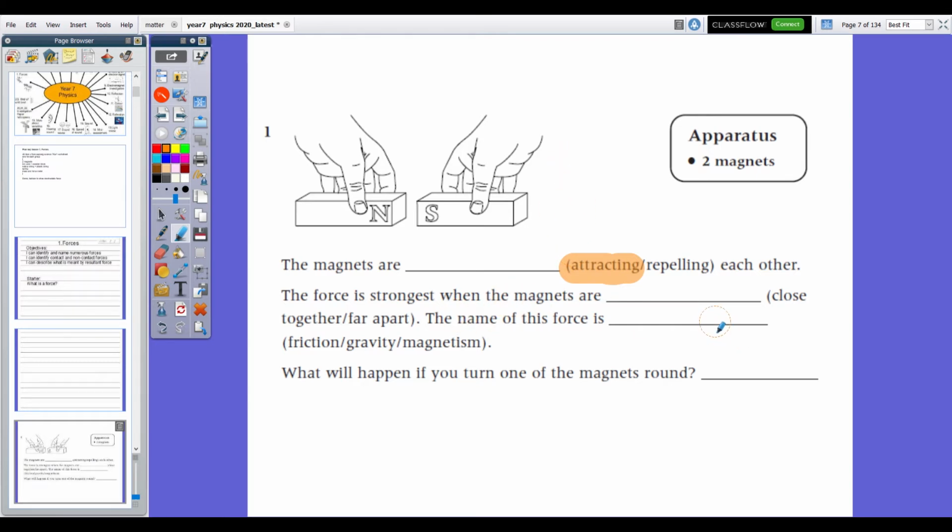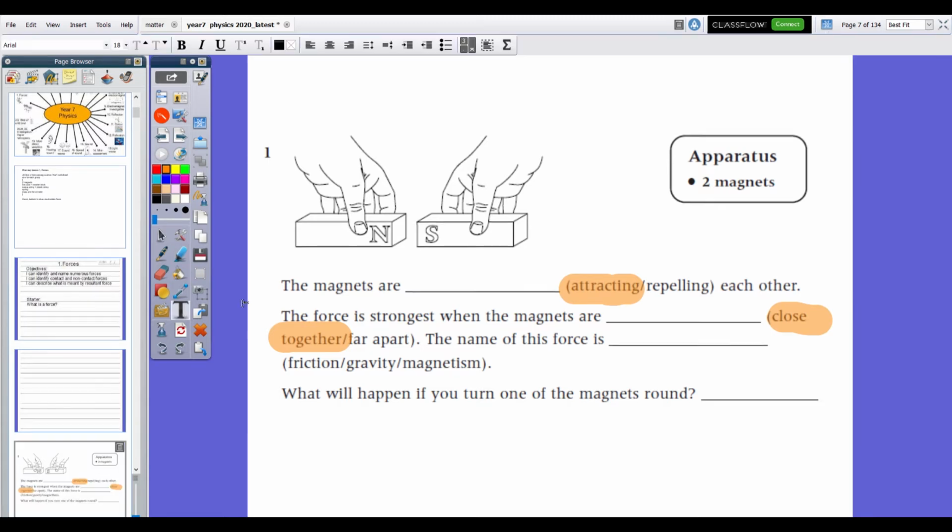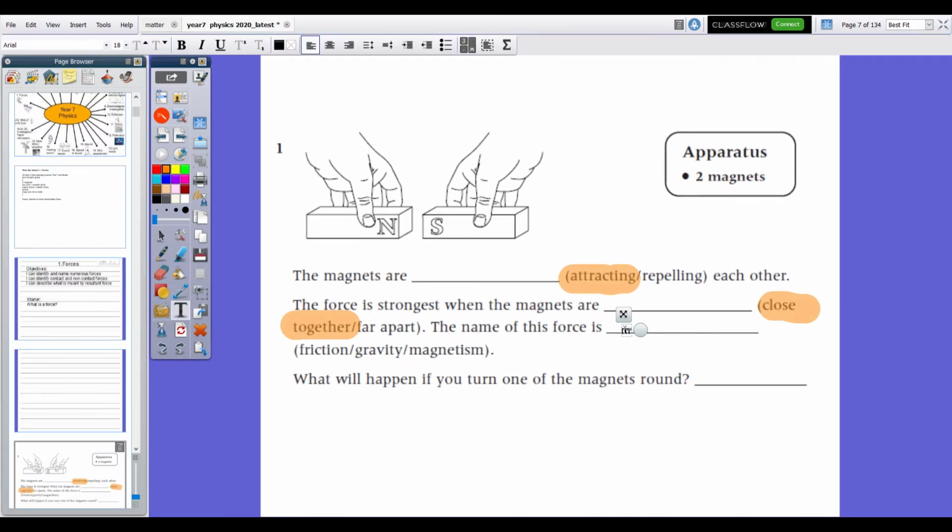The force is stronger. If you've got magnets around, go and grab them and have a go. Is the force stronger when they're close together or far apart? Well, you've done this experiment. The force is strongest when they're close together. And the name of this force is magnetic. It's magnetism.